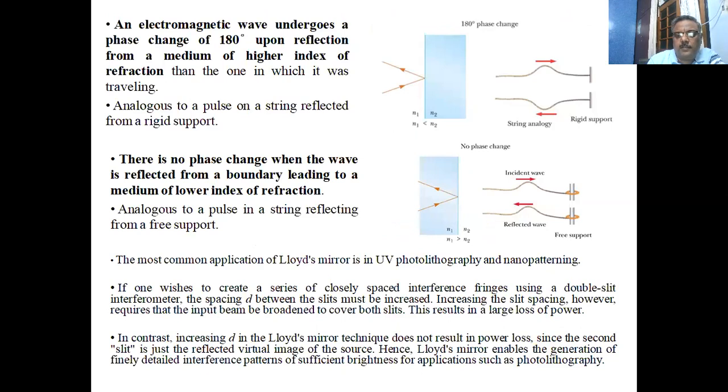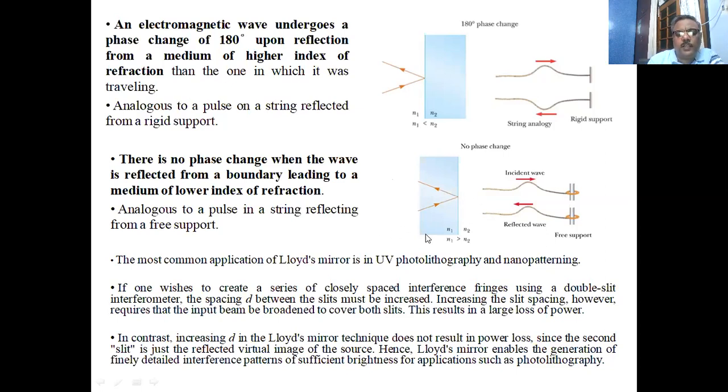You can see, there is no phase change when the wave is reflected from a boundary leading to a medium of lower refractive index. When the reflection is from the boundary of a lower refractive index, the wave is coming in from the denser medium and is getting reflected inside the denser medium from the rarer medium.